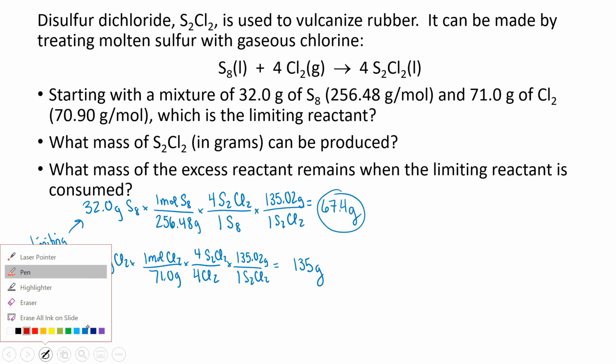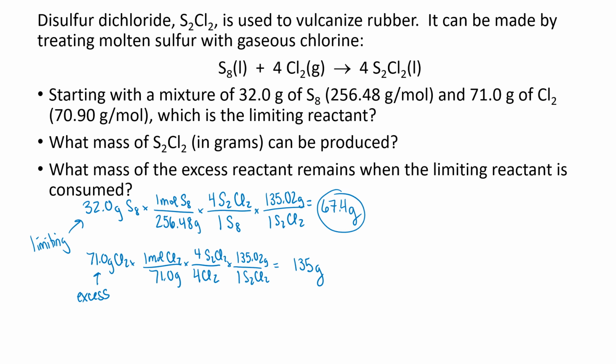So if we're trying to figure out how much excess remains, one way of doing that is I could say, well, I know this is how much product we make. We make 67.4, it looks like, if I'm being a little more precise. So we made 67.4 grams of product. And what we can do is work our way backwards and figure out how much Cl2 was used up in the process. So this is how much S2Cl2, and it looks like 1 mole of S2Cl2 is 135 grams.